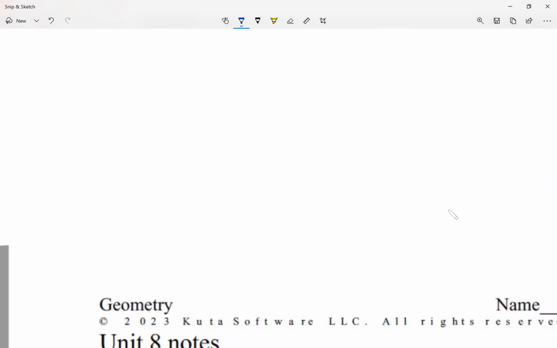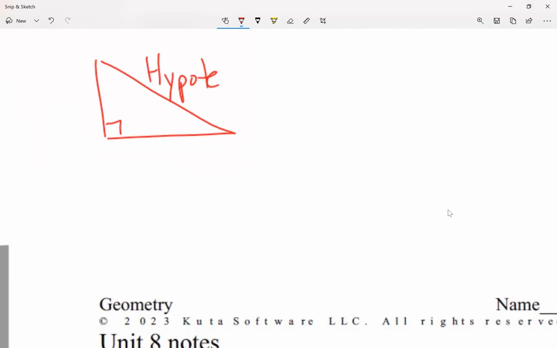We're going to learn how to do ratios. Ratios are a fancy word for a fraction. So we're going to use a right triangle. Let's say there's a right triangle. We know that the biggest side of that triangle is called the hypotenuse. Now the other two sides are going to be called opposite and adjacent. Opposite means far away. Adjacent means close to.